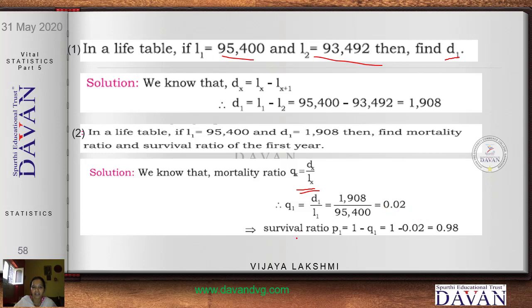0.02. And the survival ratio is always given with the formula Px is equal to 1 minus Qx. Now since they have asked only for the first year, it will be P1 is equal to 1 minus Q1, which is equal to 1 minus 0.02, which is equal to 0.98. When they ask you for the ratio or for the probability, your values will always be less than 1.